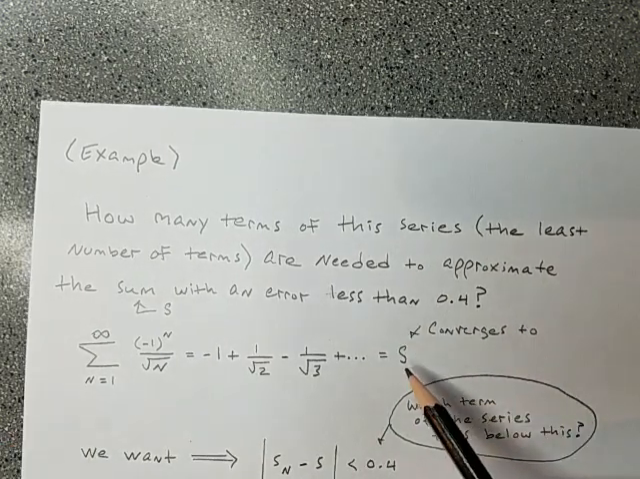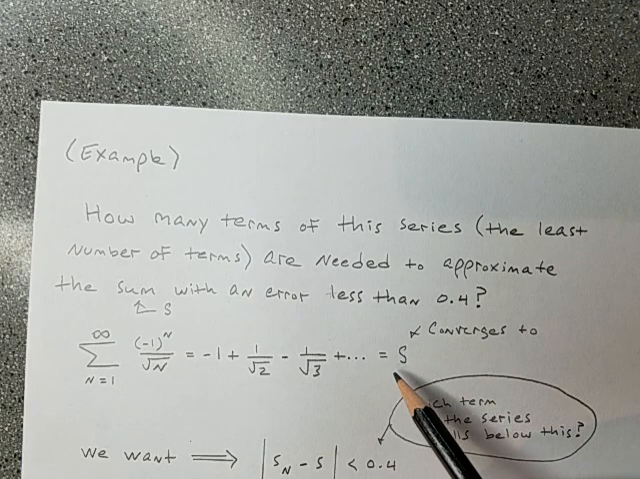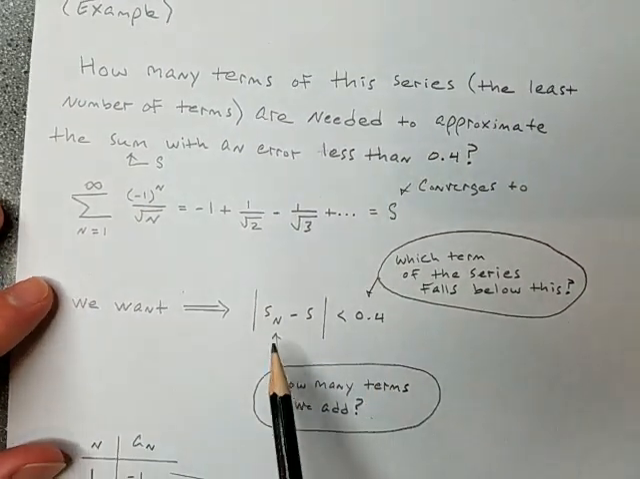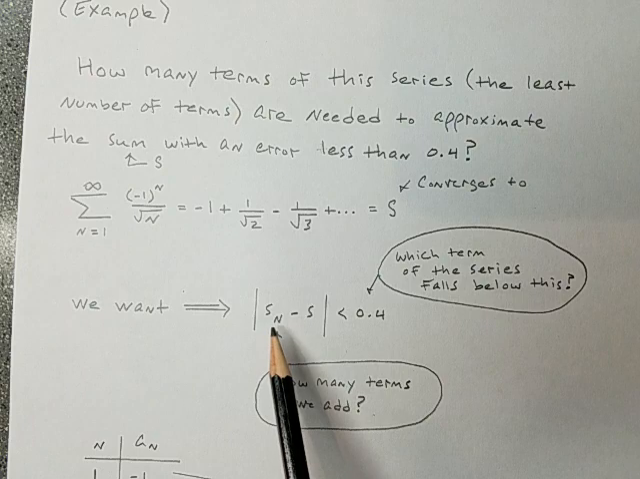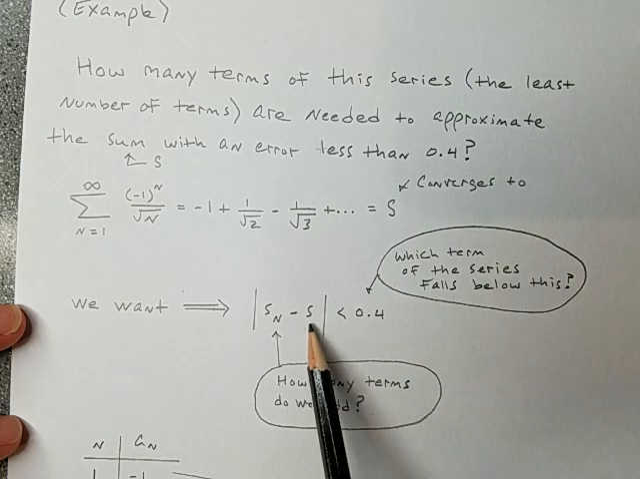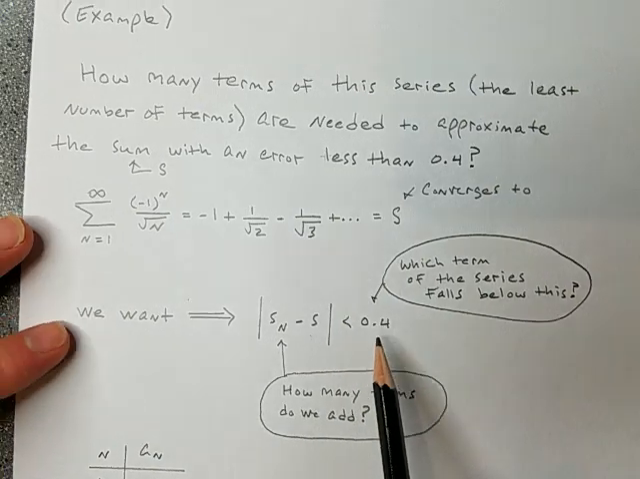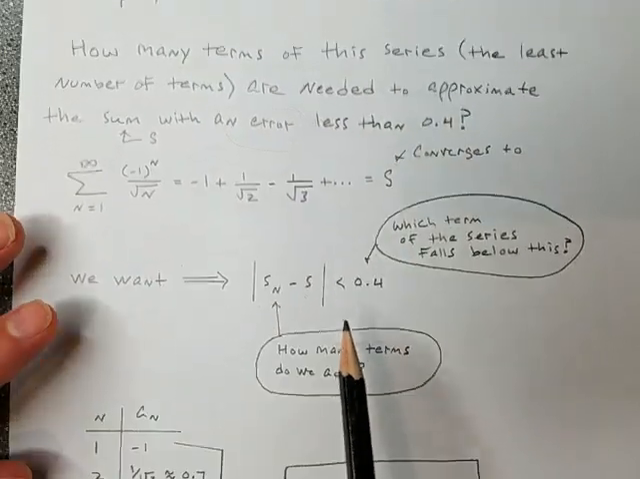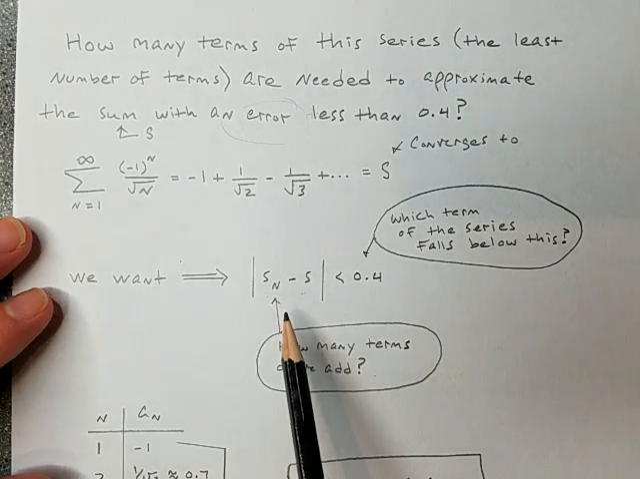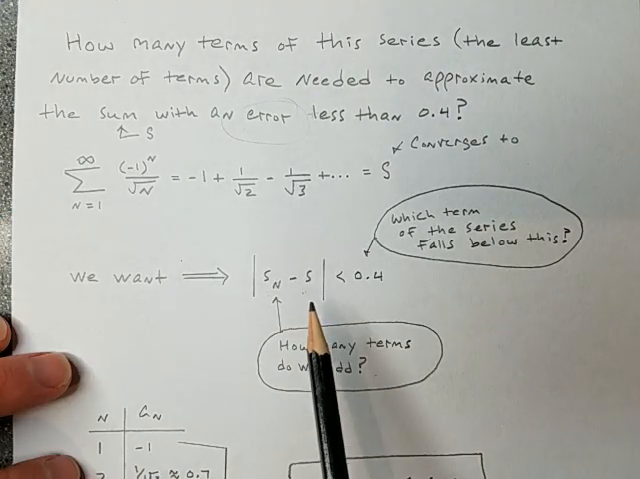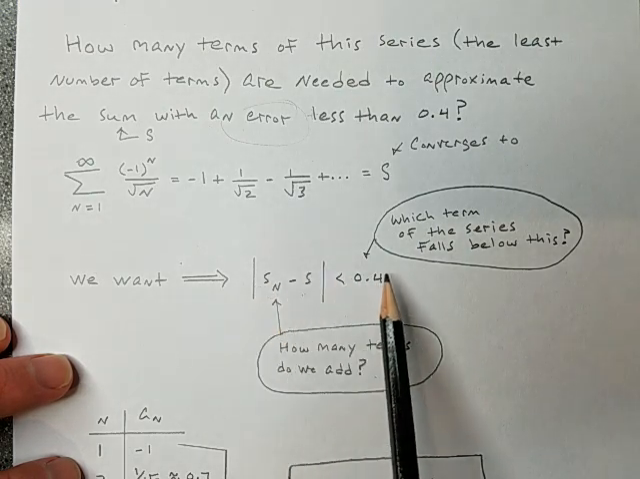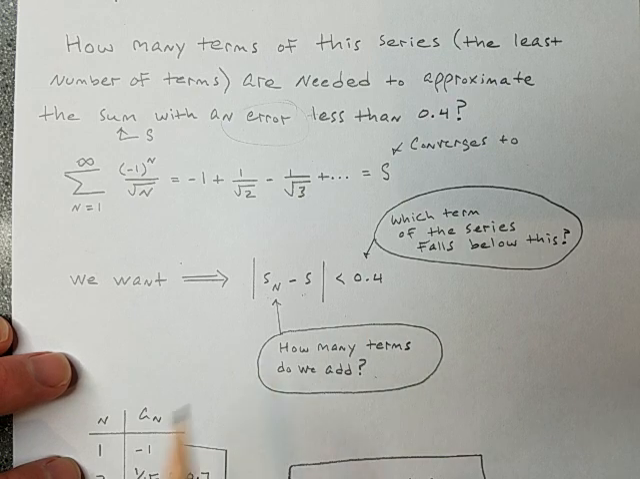Okay, I don't know what that number is though. But I know it converges to something. So here's what we want. We want to figure out how many terms you need to add together, which partial sum minus the actual sum, the number it converges to, is going to be less than 0.4. That's what we mean by error, meaning these two things are going to be different. But if you subtract them, you're going to get this number called the error, all right? So we want to find out how many terms we need to add together so that when I subtract these, it's going to be less than 0.4, okay?